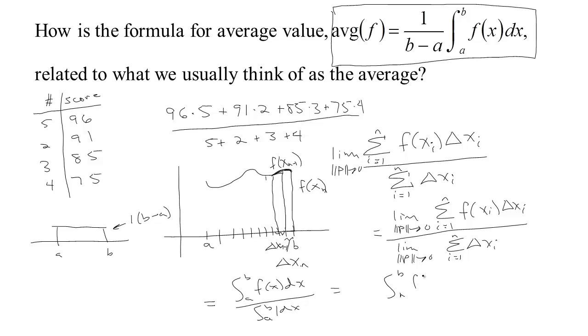So we actually get this formula then. We have the integral from a to b of f of x dx. That's each observation times its weight, and we're summing all those up. And then we're just dividing by the sum of all the weights. So dividing by b minus a, you can see that gives you exactly that formula for the average.